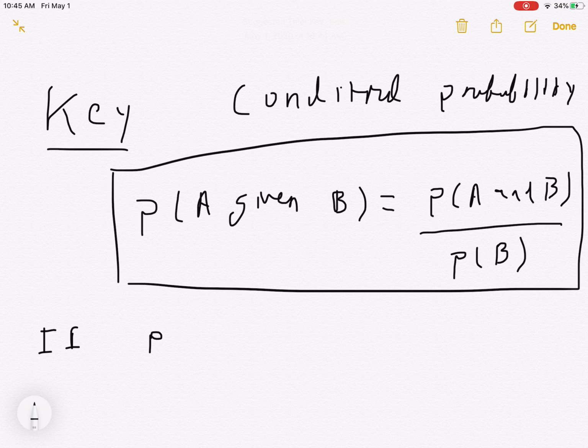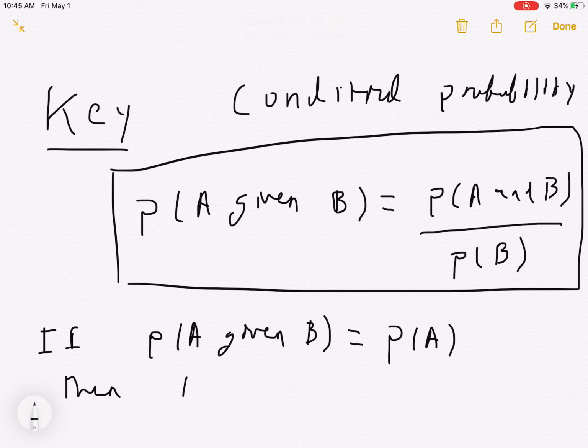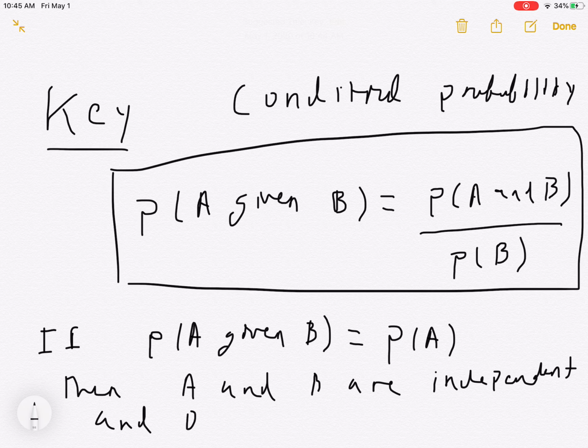If probability of A given B equals probability of A, then A and B are independent, and otherwise they are dependent. Okay, so this is a key definition.